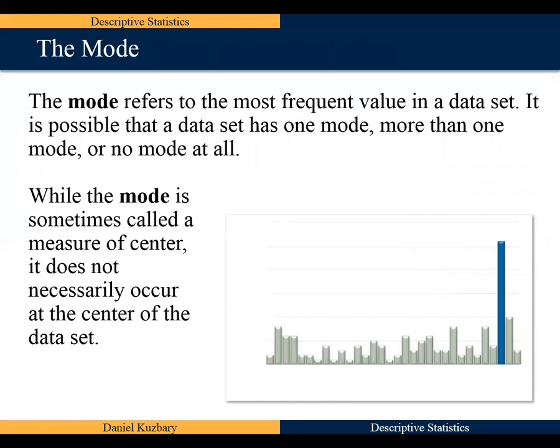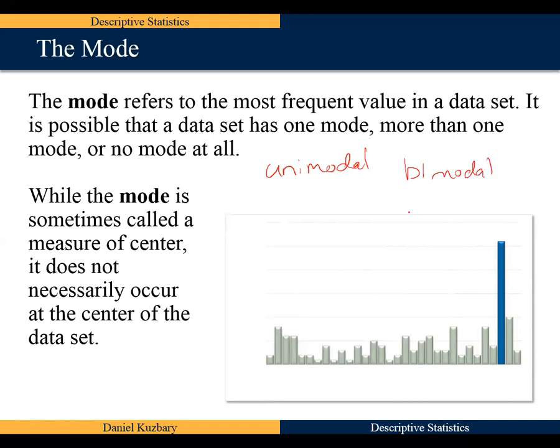Okay, the other measure of center in this section is called the mode. And the mode simply refers to the most frequent value in a data set. So we've actually used this word before when we're talking about the shape of data. And we used the term unimodal to describe having one mode and bimodal to describe having two modes.